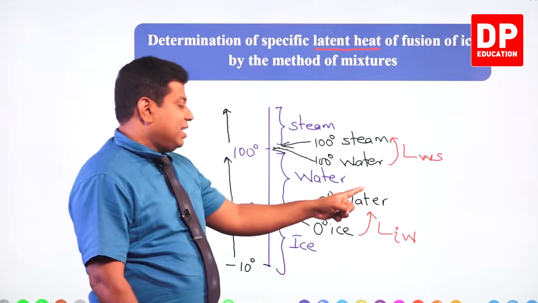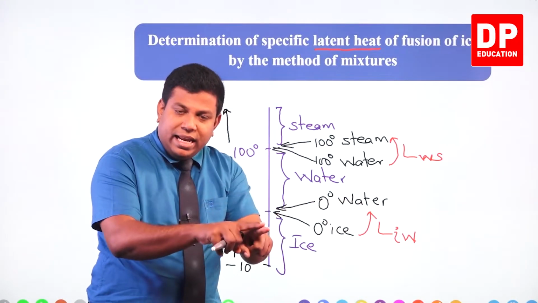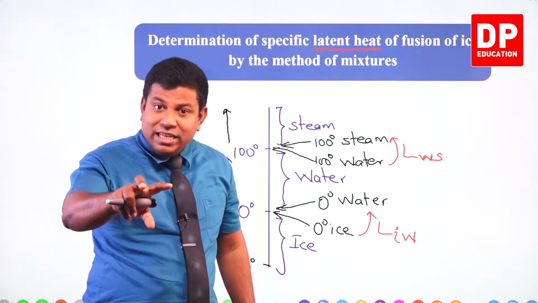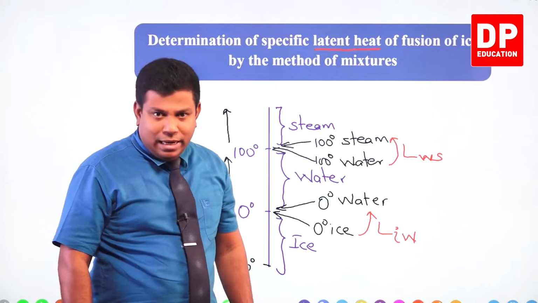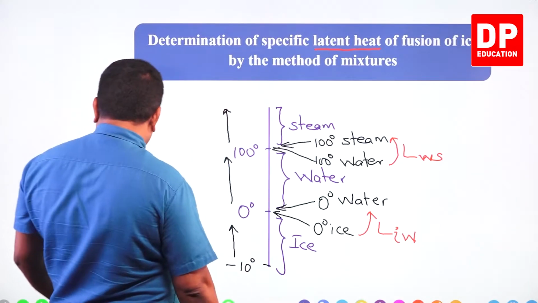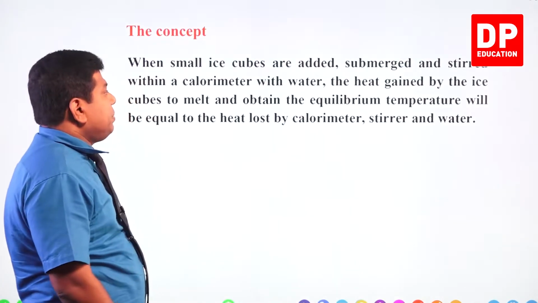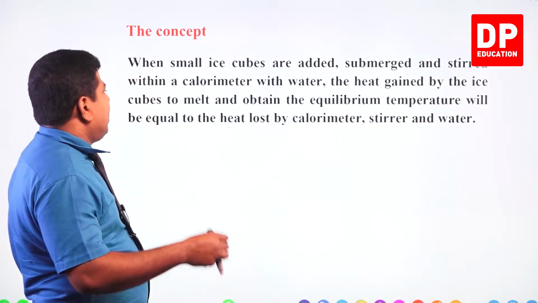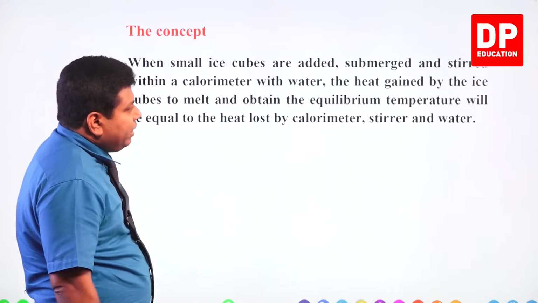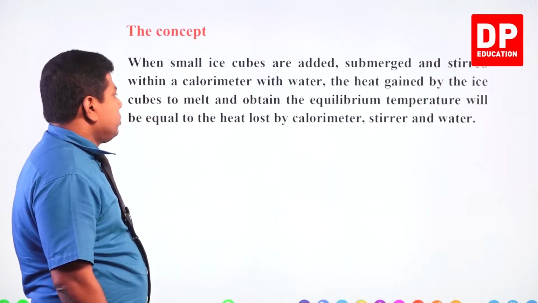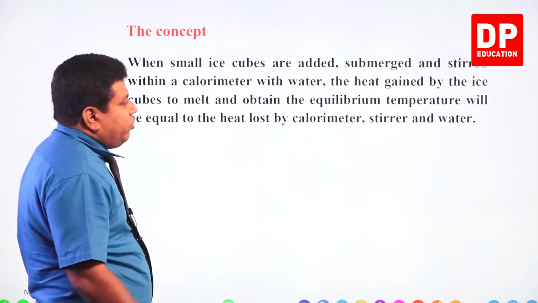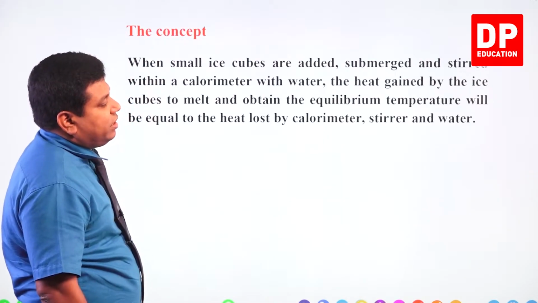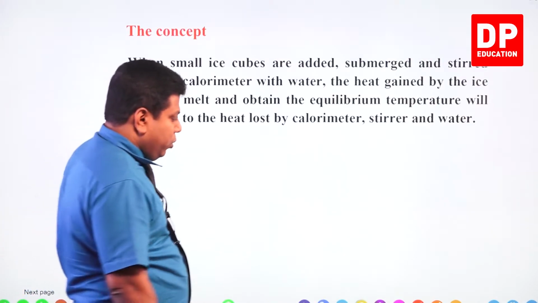Now what we are trying to find is this: how much heat 0 degree ice requires to change into 0 degree water. Clear? Right. So how are we going to do that? The concept: when small ice cubes are added, submerged and stirred within a calorimeter with water, the heat gained by the ice cubes to melt and obtain the equilibrium temperature will be equal to the heat lost by calorimeter, stirrer and water. See what we are going to do.